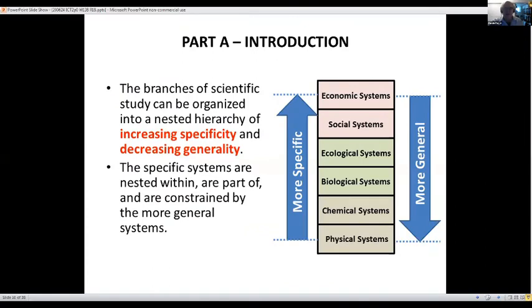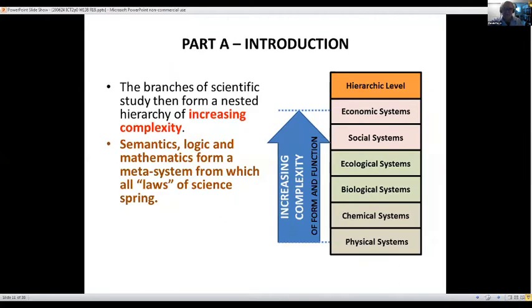Let's turn our attention briefly to the concept of the hierarchy of the sciences. The branches of scientific study can be organized into a nested hierarchy of increasing specificity and decreasing generality. Physical systems tend to be the most general. If you discover laws in physics, they apply to everything all the way up. Economic systems tend to be the least general, the most specific. The specific systems are nested within, are part of, and are constrained by the more general systems.